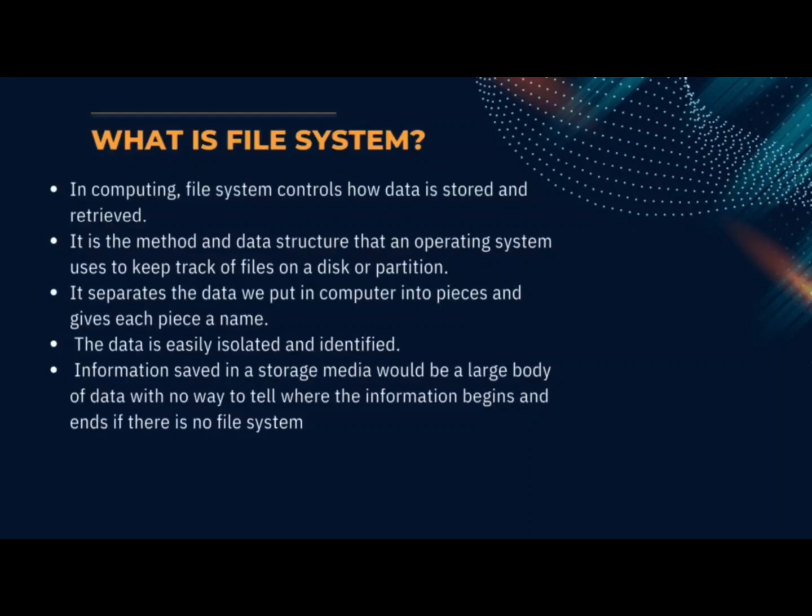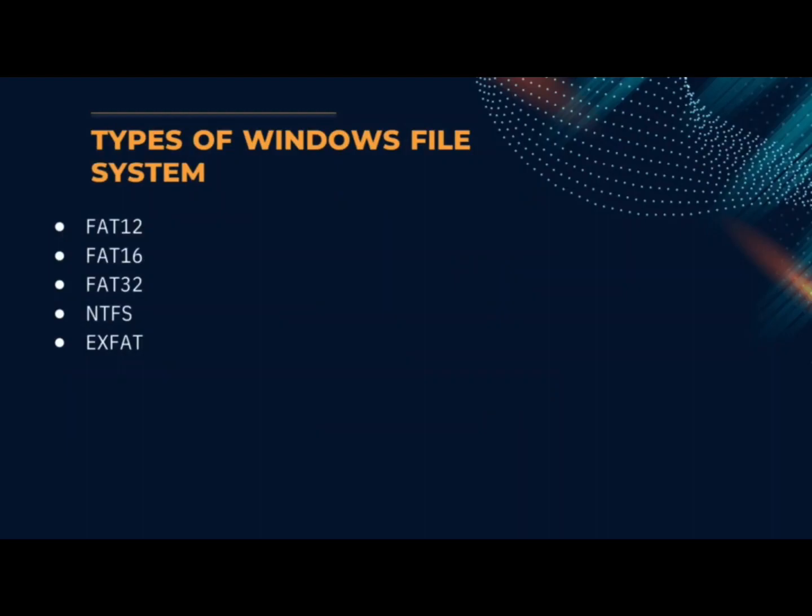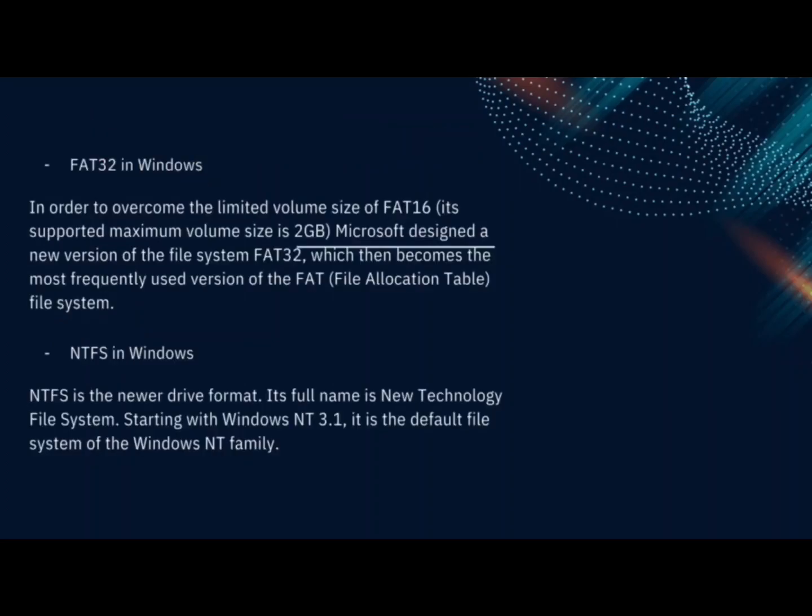Information saved in a storage medium would be a large body of data with no way to tell where the information begins and ends if there is no file system. There are five types of Windows file system. The first one is FAT12, FAT16, FAT32, NTFS, and exFAT. We will go through three types of Windows file system only.